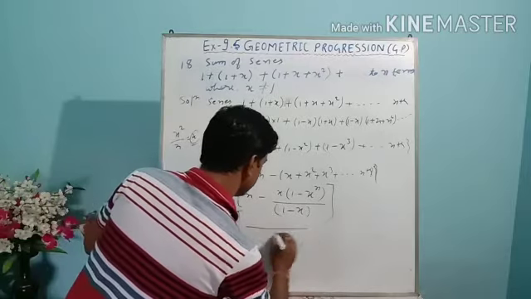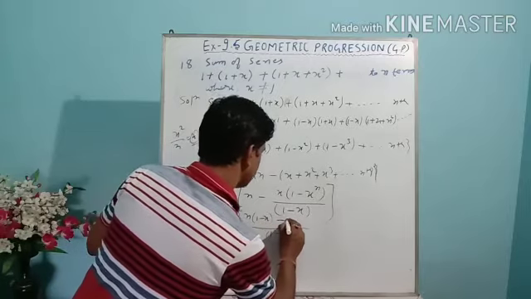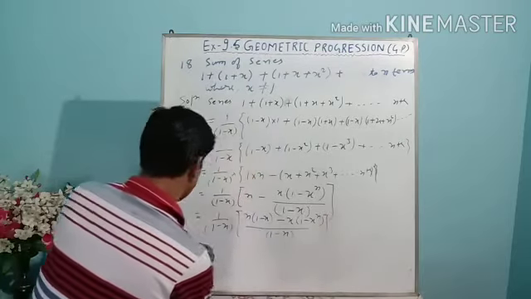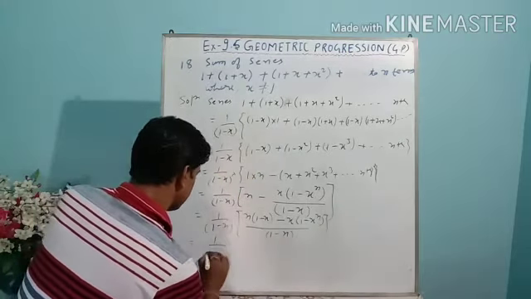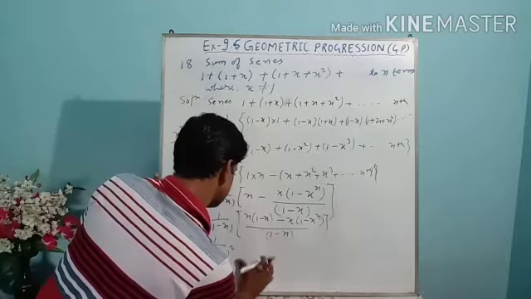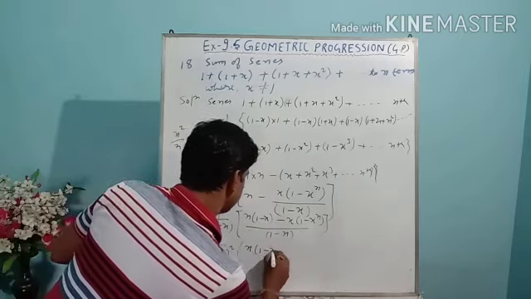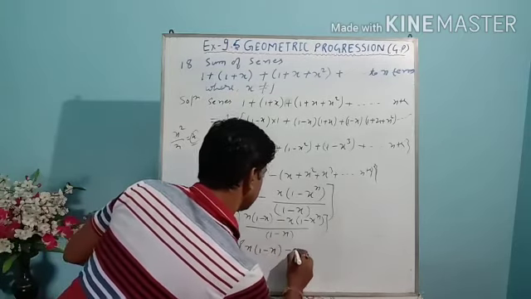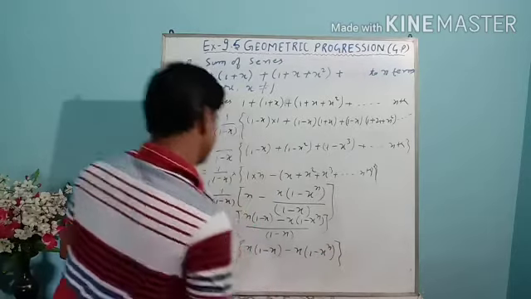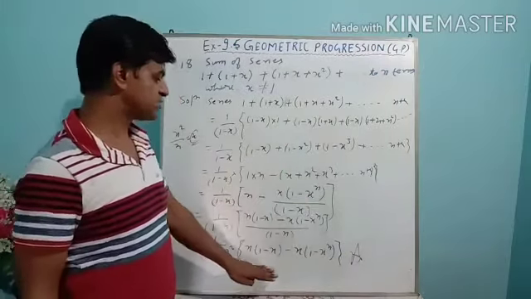Take out LCM. LCM will be 1 minus x. It's n into 1 minus x minus x into 1 minus x to the power n. Bring the square outside, so 1 by 1 minus x whole square. Now you simplify it: n into 1 minus x minus x into 1 minus x to the power n. This is the answer. You can leave the answer like this also. This is the complete simplification of this answer.